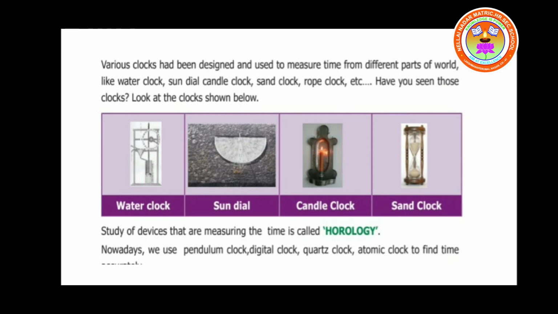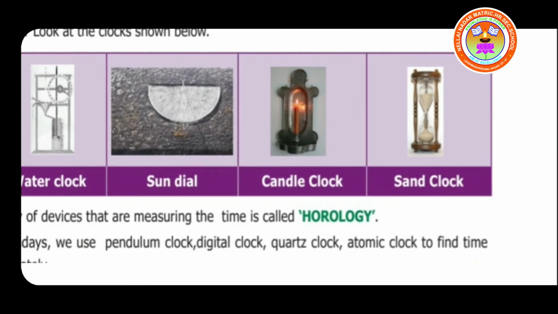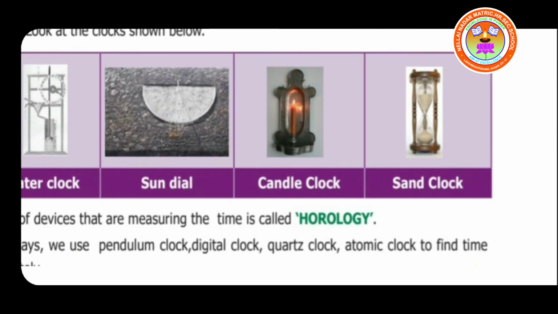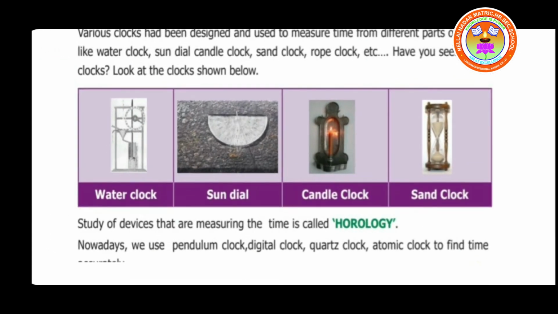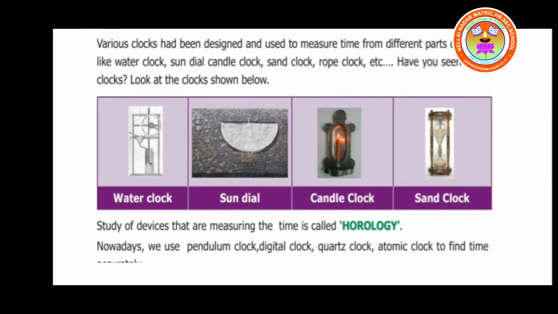That is a water clock. Some examples are shown as pictures here. You can see the pictures: water clock, sundial, candle clock and sand clock. These are some different models of clock they could have used to measure the time in the olden days, and nowadays also, in different parts of the world, they sometimes use this type.